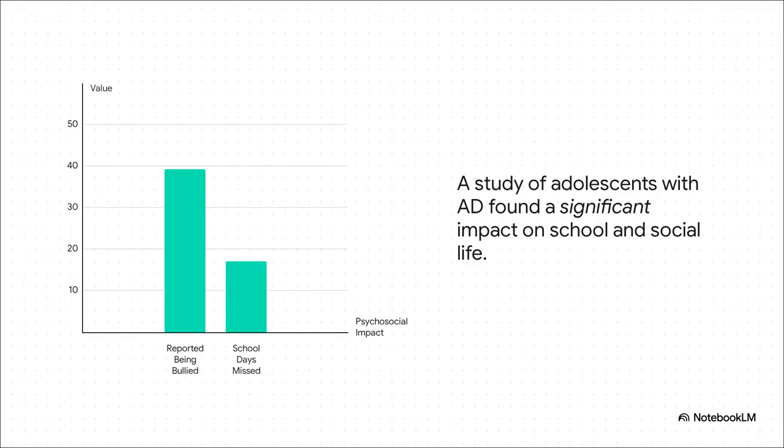The numbers here are just staggering. Have a look at this. One large study found that nearly 40%, 4 out of 10, adolescents with AD report being bullied because of it. On average, they miss over 17 school days a year. That is more than 3 full weeks of school lost. It's really no wonder we see that increased risk for depression and anxiety we just talked about.